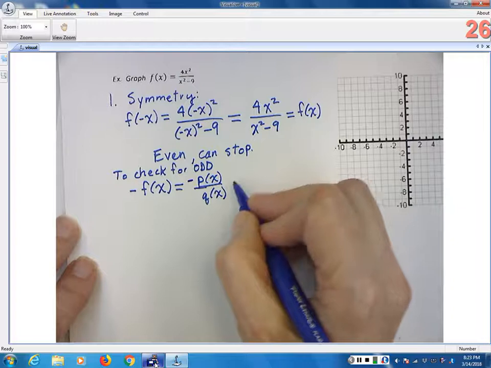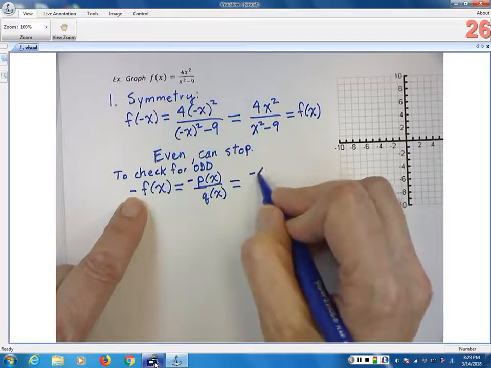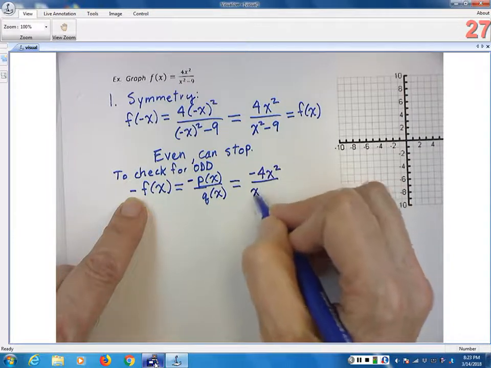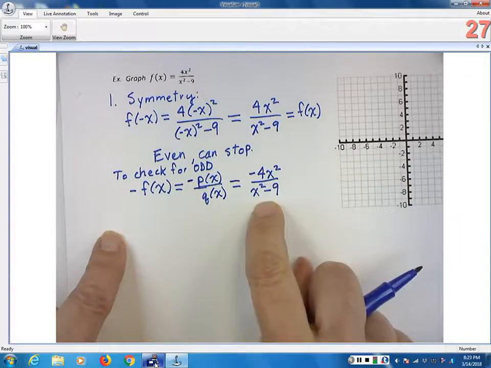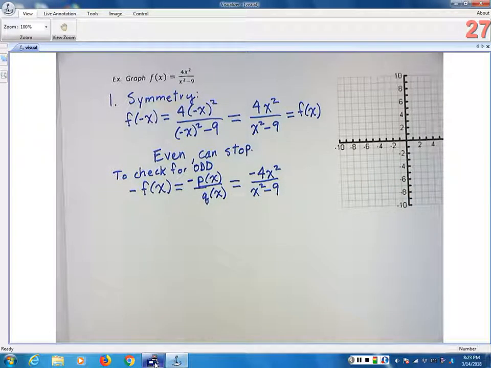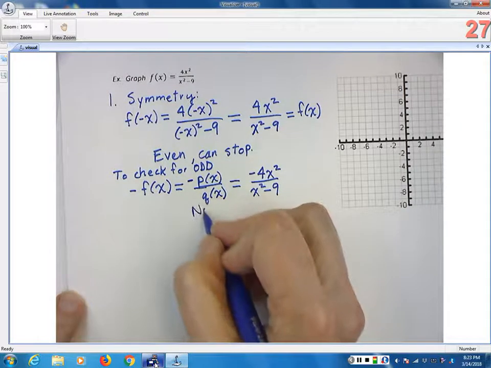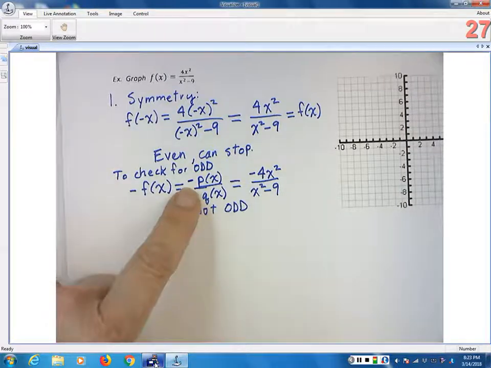So if we were going to find the opposite of f of x, for this problem it would simply be negative 4x squared over x squared minus 9. If you make the denominator negative too, you've just done a negative divided by a negative, which is a positive, and you didn't change the sign at all. Of course, this does not equal that, so it's not odd. We could have stopped, you know. When you're checking for odd, only change the sign on the numerator.